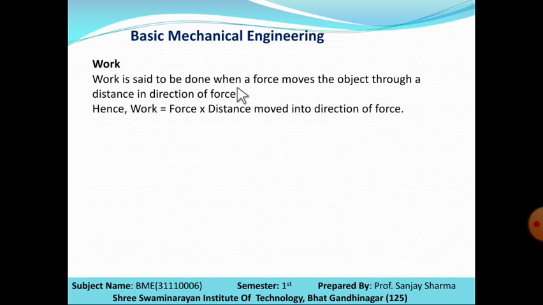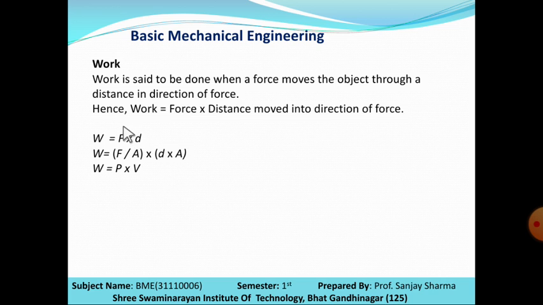Work is said to be done when force moves the object through a distance in the direction of force. Hence, work is equal to force into distance moved in the direction of force. For example, when I am applying a force to some object, let us take the example of the dining table. I am applying some force to that dining table, and the dining table is moving. I am able to move that table by 1 meter.